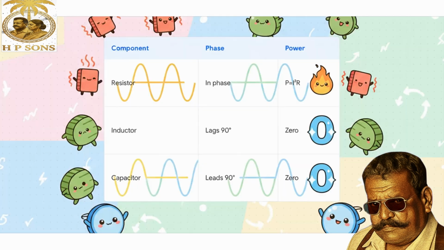Pretty cool, right? So let's just pause for a second and lock in this conceptual checkpoint, because it is entirely foundational. Resistors are totally in phase, and they actually consume power as heat. Inductors stubbornly lag behind the voltage by 90 degrees, but consume zero net power. And capacitors eagerly lead the voltage by 90 degrees, and they also consume zero net power.